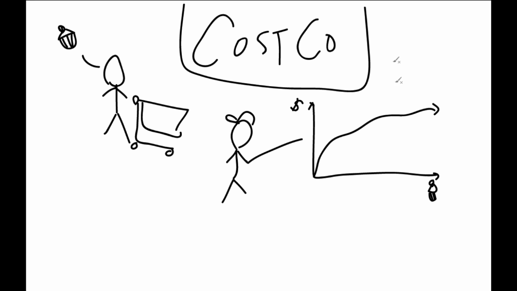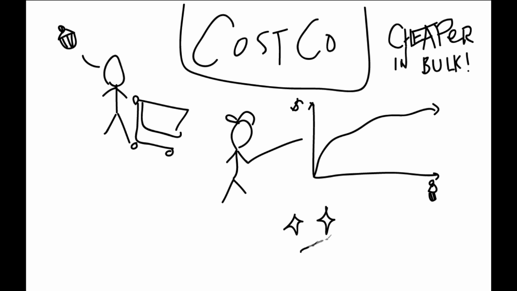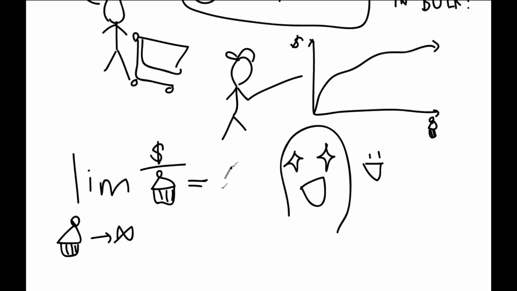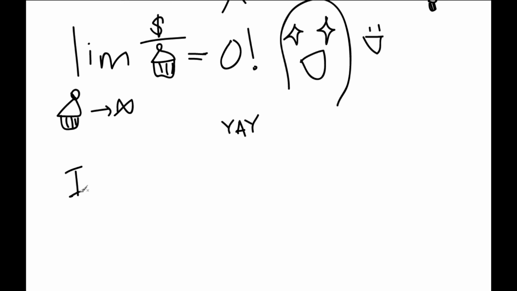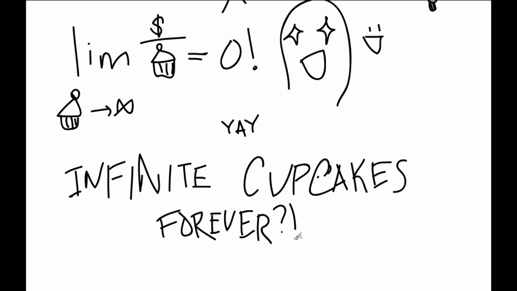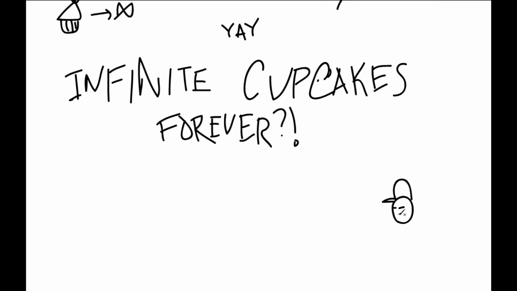And you're like, "Wow, that's great, because look at that price effectiveness curve." And then you look at it again and you realize, wait, the limit as cupcakes go to infinity of money over cupcakes goes to zero. You know what that means? If I buy infinite cupcakes, none of them are actually going to cost me anything. So I'm just going to buy infinite cupcakes and then I'll have cupcakes forever and that'll be great and I'll be happy. And they're like, no, that's too good to be true.